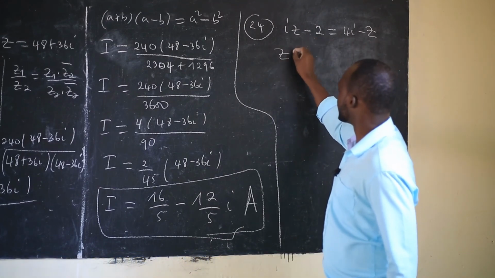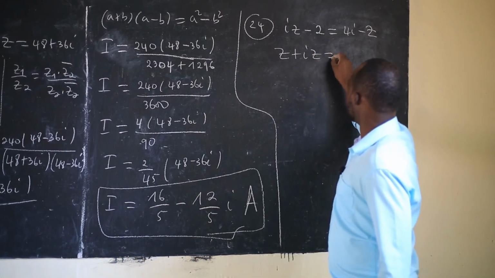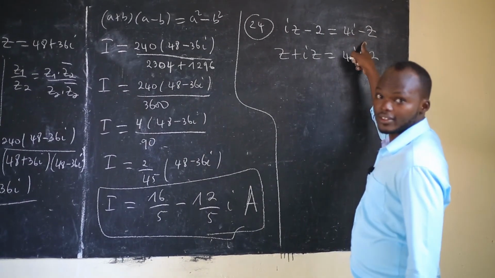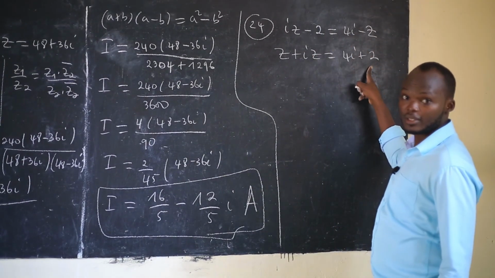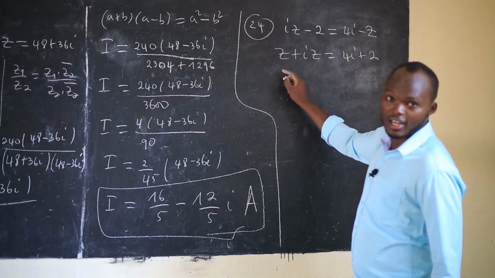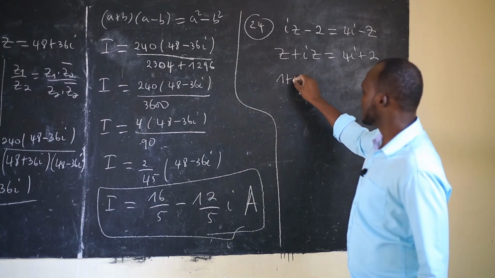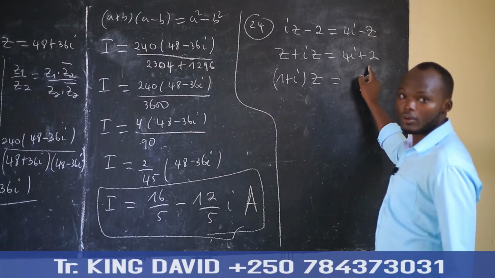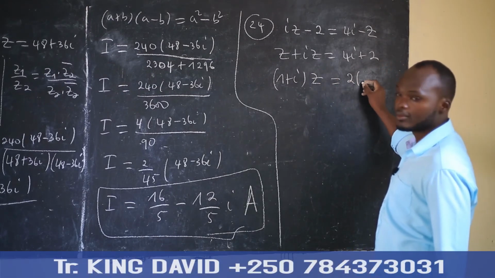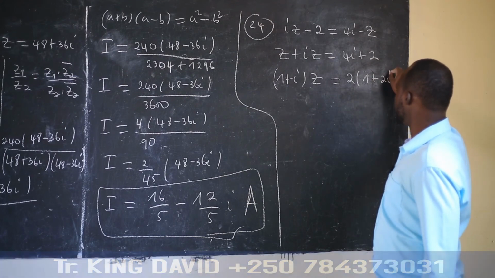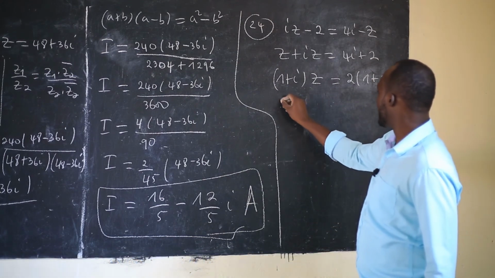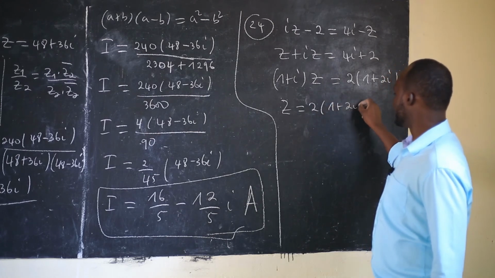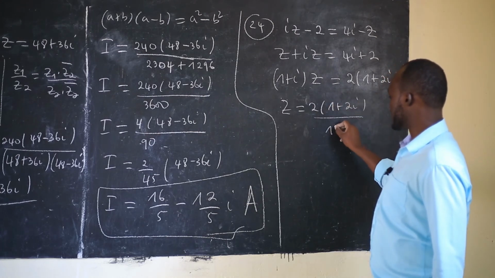We can bring this one there. It becomes z plus iz equal to 4i plus 2. We bring this one here. It was negative, now it becomes positive. So we take z out of the bracket, we get 1 plus i into bracket z equal to 2. We can also take 2 out of the bracket to be 1 plus 2i. So now our z will be equal to 2 into bracket 1 plus 2i divided by 1 plus i.